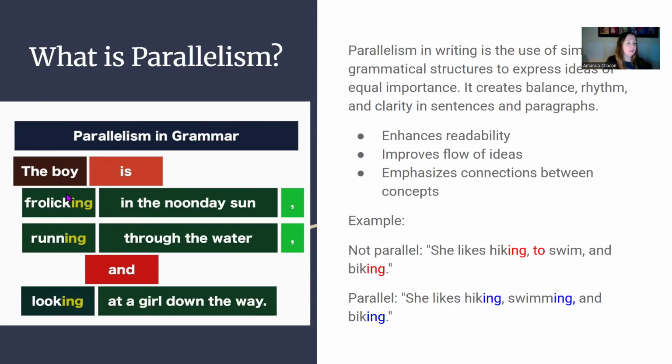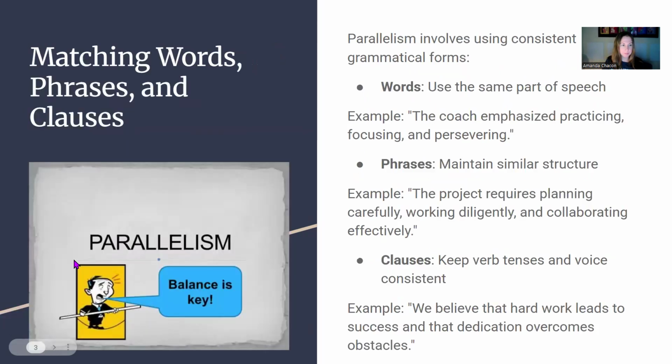So parallelism in grammar, here is an example. The boy is frolicking in the noonday sun, running through the water, and looking at a girl down the way. Okay, that boy is busy, right? But you notice that it all has the ing, as opposed to the boy is frolicking, to run, was looking. If it was changed to "and was looking at a girl down the way," then that changes the timeline of things, and that's not parallelism.